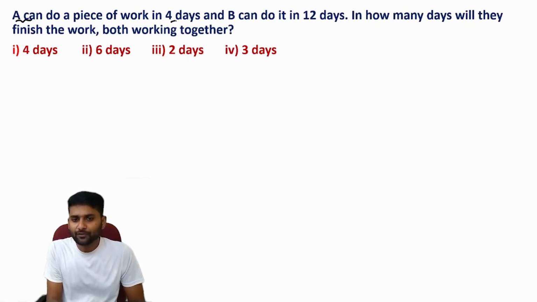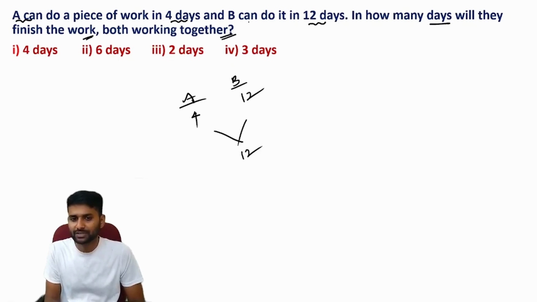A can do a piece of work in 4 days. B can do a piece of work in 12 days. In how many days will they finish the work if both work together? A takes 4 days, B takes 12 days, and the total work is exactly equal to 12 units.